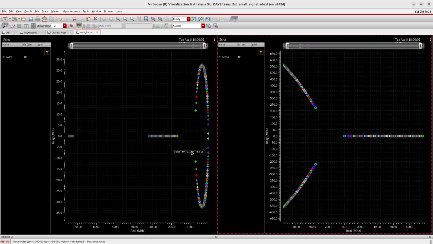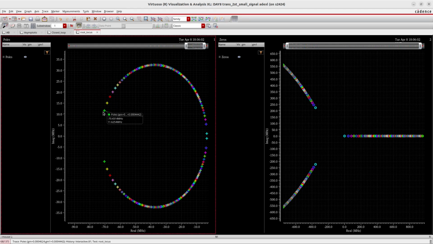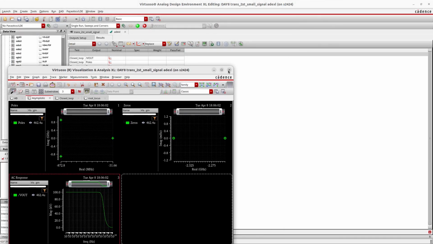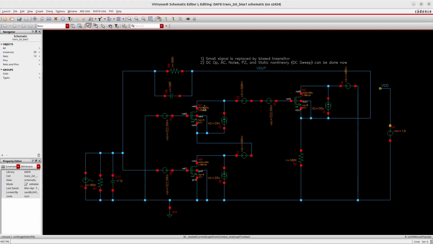The example has not been prepared for compensation, but for biasing, and it is totally stable anyway. So we can see the root locus here. The system is totally stable. Asymptotic gain, 100 kilo ohm resistance. So we are happy with our signal path, and then we're going to replace all of these transistors with the self-biased transistors.